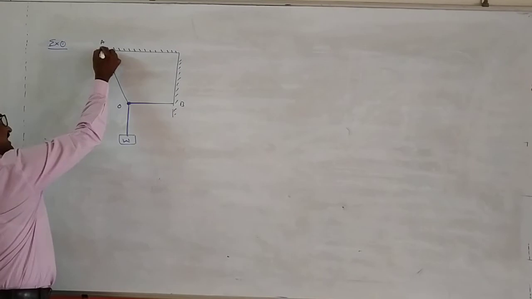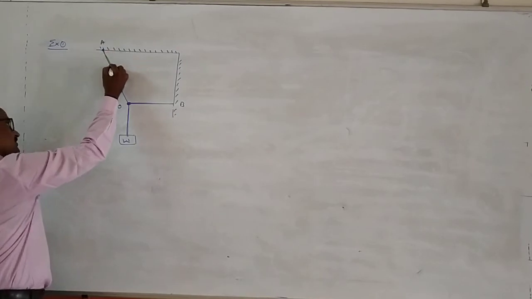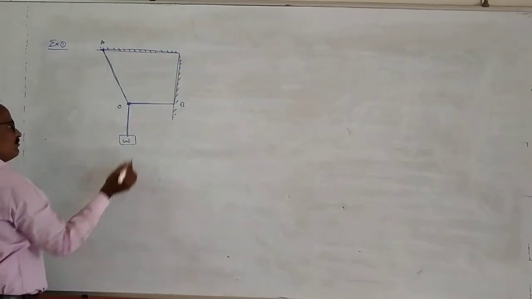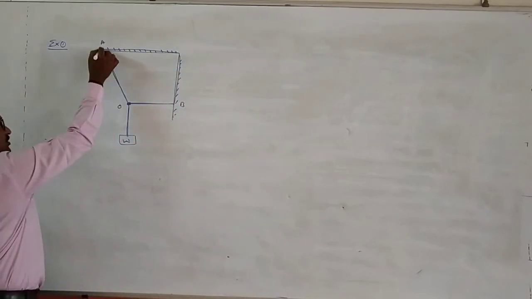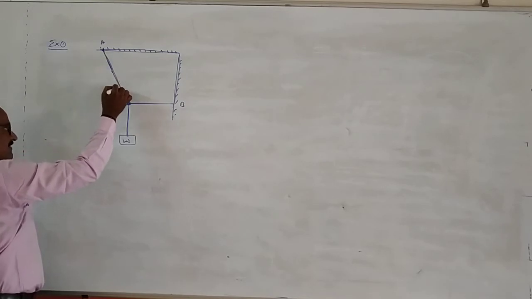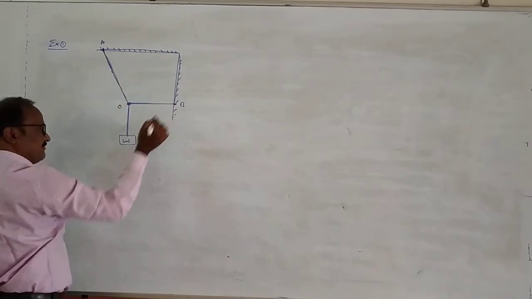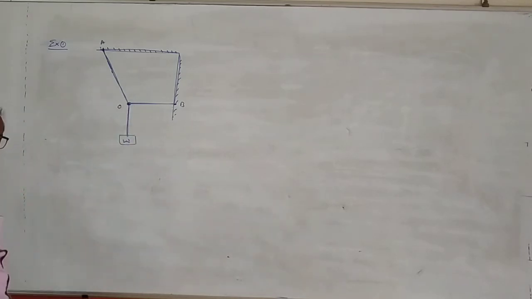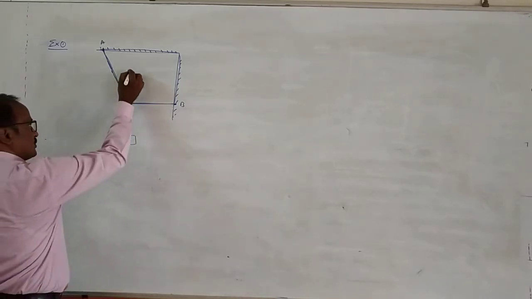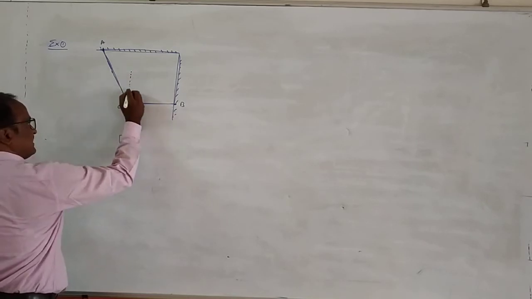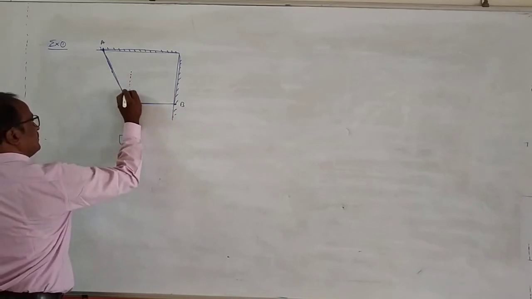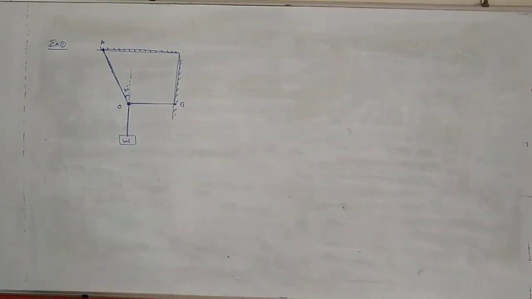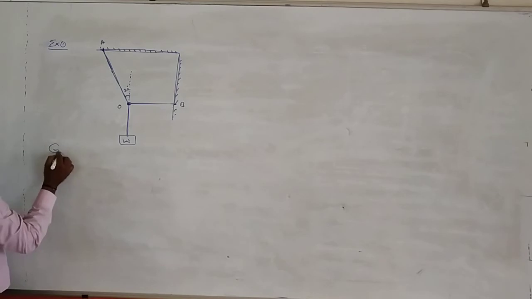One end of the string is connected to the rigid support. This is the rigid support. The string is connected to A at one end, and the other end of the string is connected to the point B. At the point O a weight is suspended from it. Also given, this vertical line makes an angle of 30 degrees with OA.